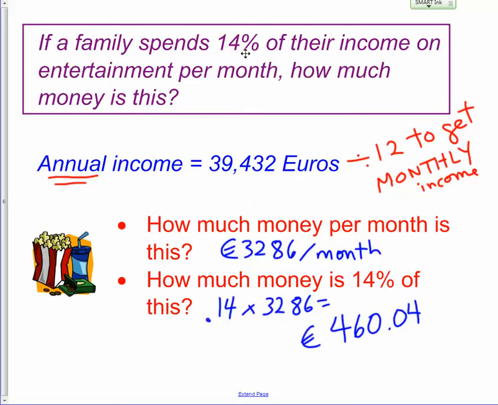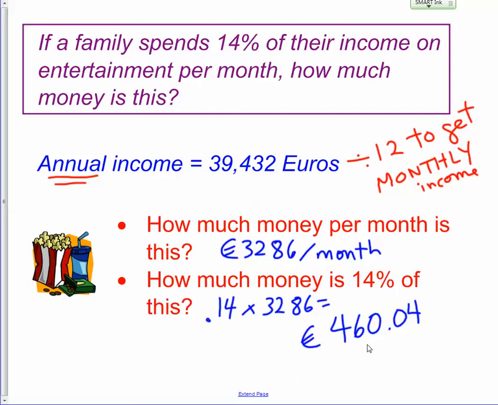Different problem. If a family spends 14% of their income on entertainment per month, things like going ice skating, going to the movies, maybe going to a symphony or a ballet, how much money is that? So for the annual income, first in your groups you all knew you had to divide by 12 to get your monthly income, which is 3,286 euros per month. And then we had to find 14% of that. Remember, of means multiply. 14% is 14 hundredths, and when you multiply that, you get 460 euros and 4 cents per month.